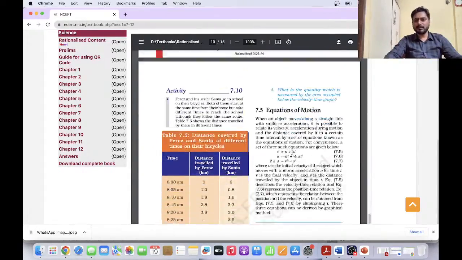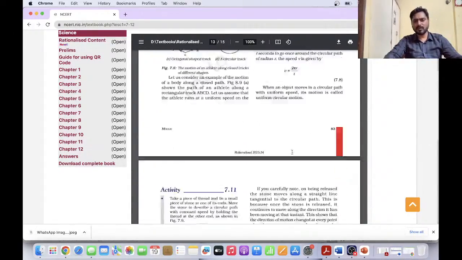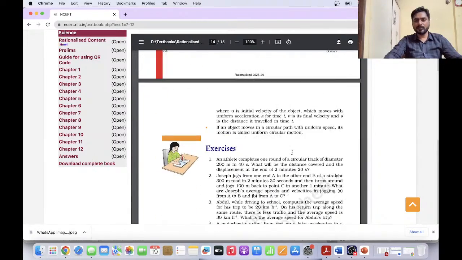See, in your NCERT, I'll mention what are the things that you need to study, what are the things which you can leave or ignore.